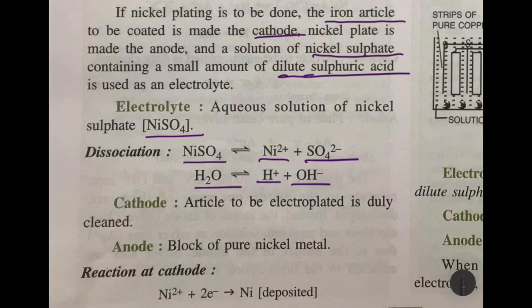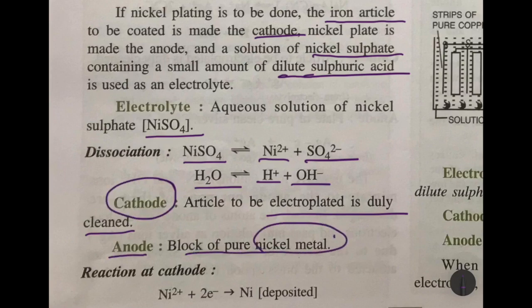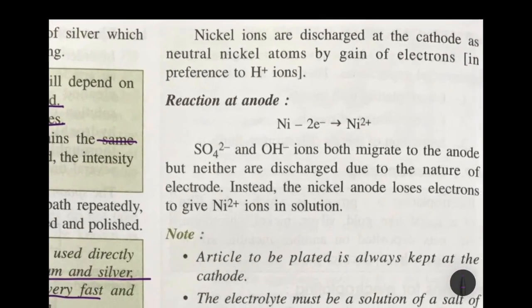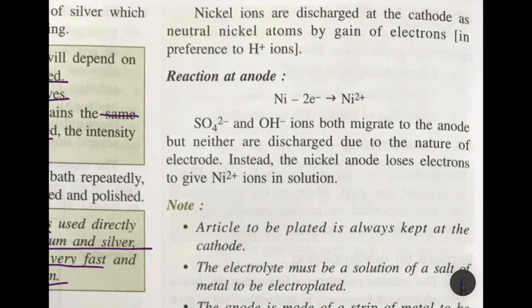And as I already told you, the article to be electroplated is cleaned and placed at the cathode, and the anode is the block of pure nickel metal, because this has to dissolve and form the ions, and continuously it must be given to the electrolyte. So what happens at the cathode? Nickel ions gain the 2 electrons they had lost and turn into nickel atoms, that is the metal which is deposited at the cathode. Nickel ions are discharged at the cathode as neutral nickel atoms by gain of electrons in preference to hydrogen ions.